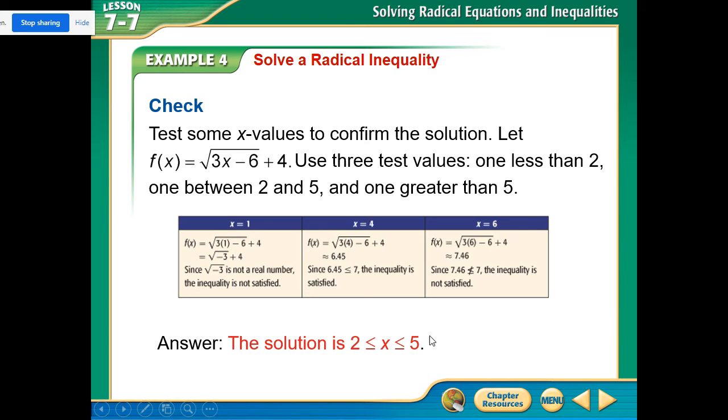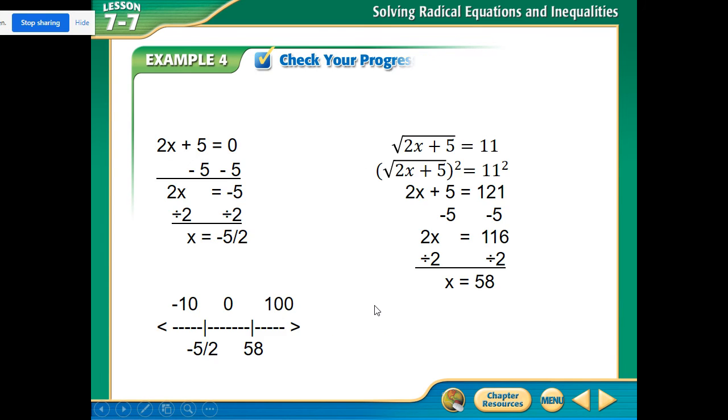All right. A lot of times it is going to be that middle section, but it won't always. So that's why we have to test. Let's try another one.